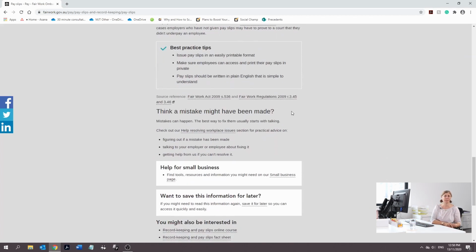Issue payslips in an easily printable format that makes sense, so the employees can access them, and they should be written in plain English. Your payslip should not be a mystery to you. There is some information on there that is complicated: HECS, staff deductions, FBT, fringe benefits tax, what your superannuation contributions are. That's all actually really complex stuff to do with tax, and you might not understand it all, but it should also be quite clear to you what it is.